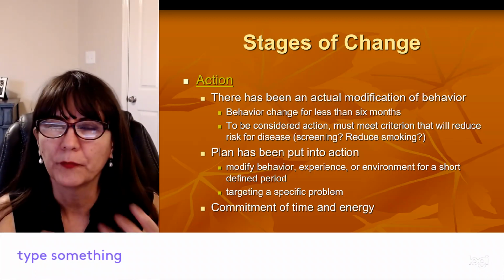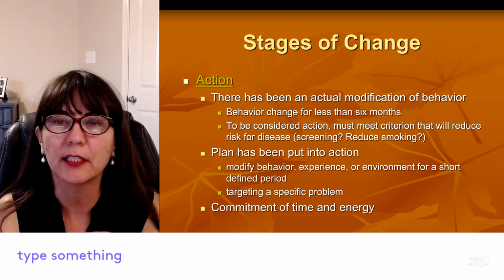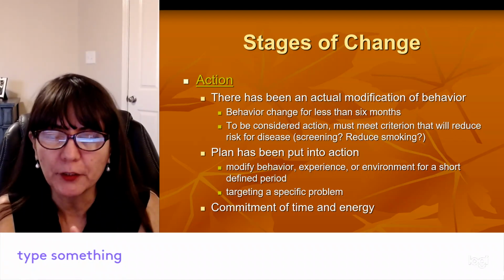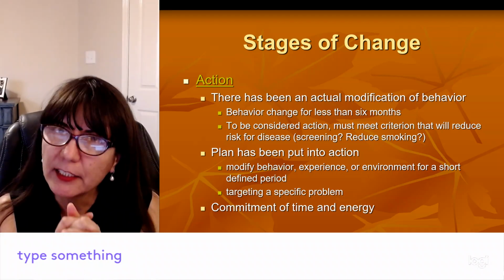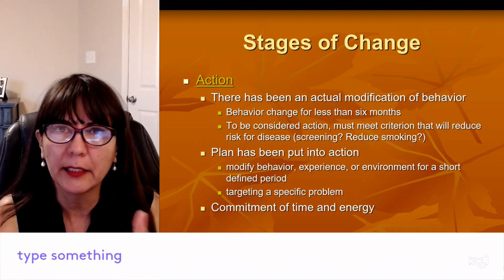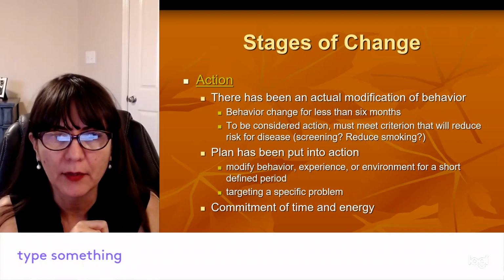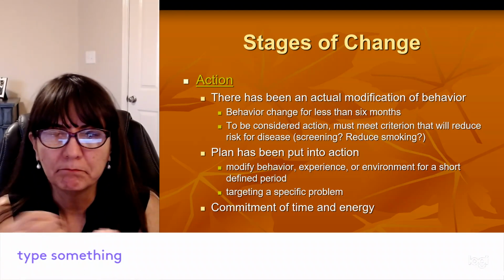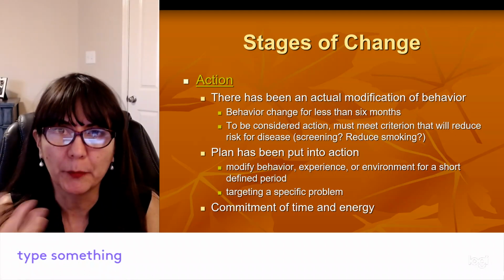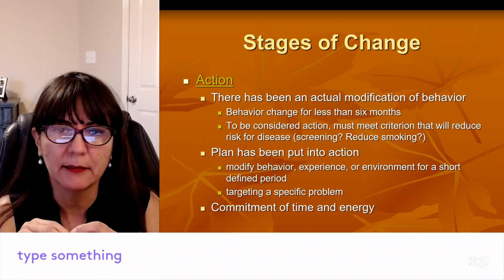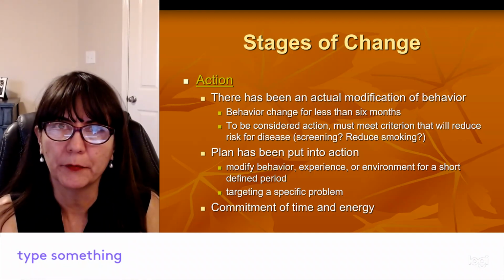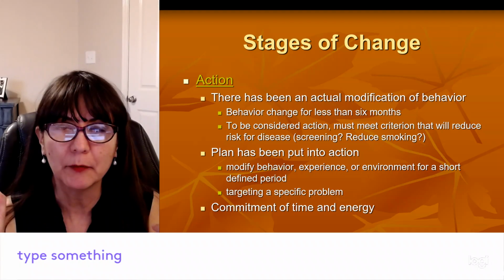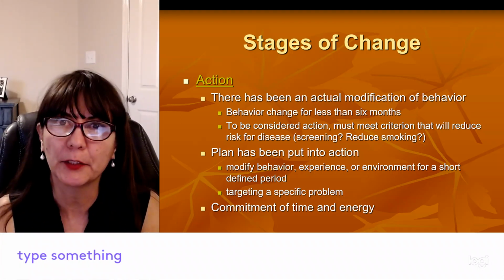So now, a person in the action stage has already been engaging in some of the desired or new behavior. They've been doing this for less than 6 months. To be considered action, and this is typically an exam question, right, the behavior must meet the criterion that the level of activity or behavior will reduce risk for disease. So if we engage in colorectal cancer screening, does that meet a criterion of something that might help reduce the risk for disease?